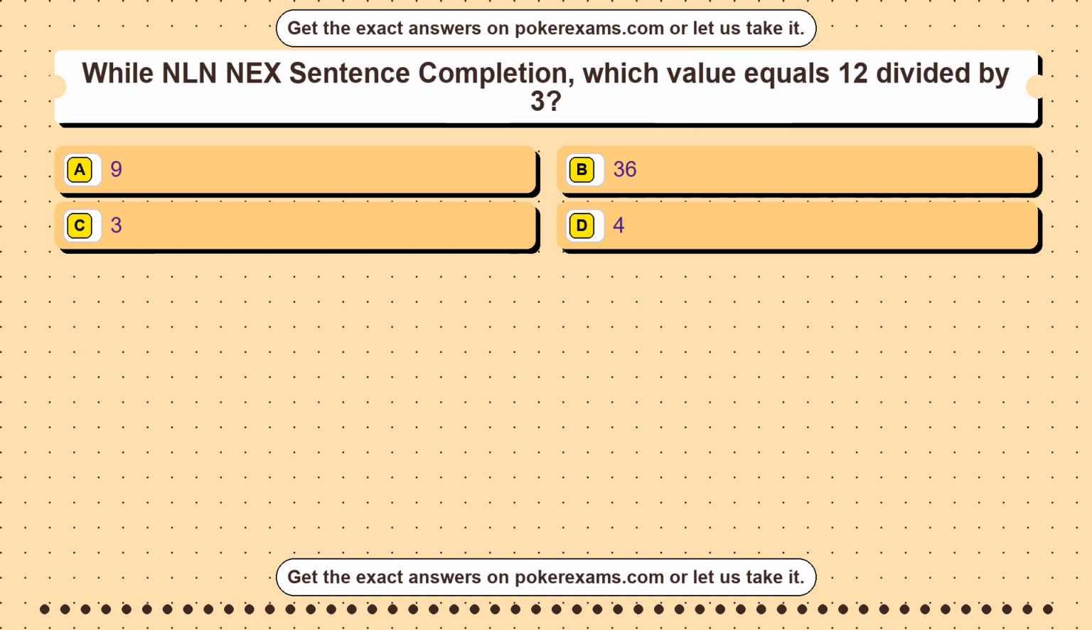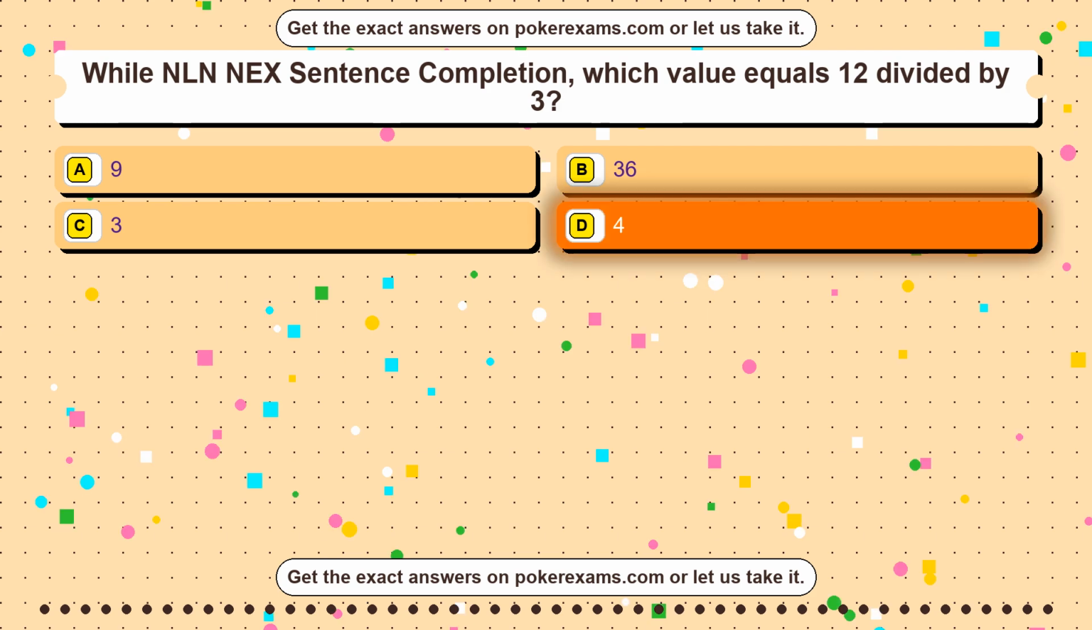Question 47. While GED Science Review, which value is 40% of 50? Option A, 45. Option B, 90. Option C, 20. Option D, 40. The correct answer is option D.